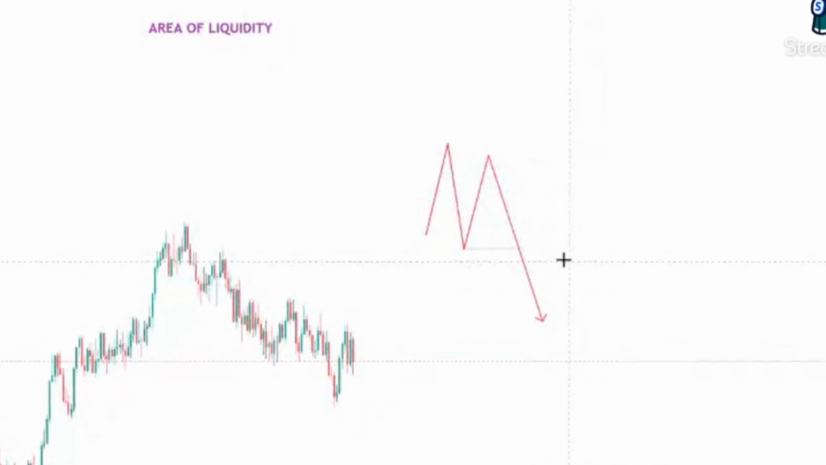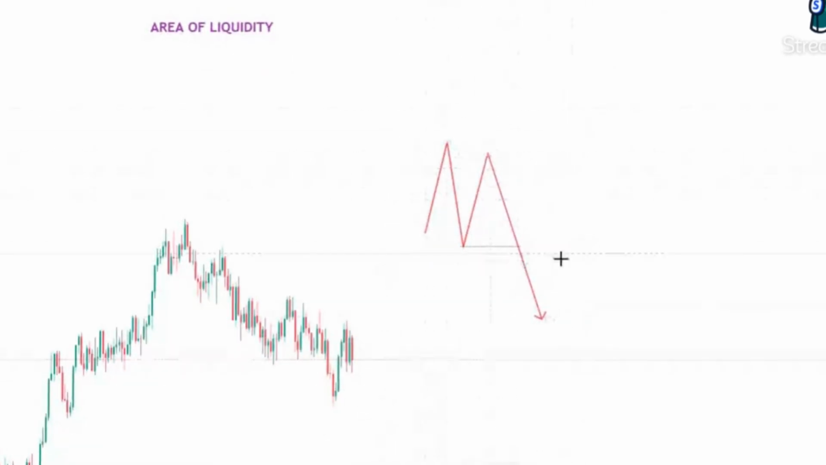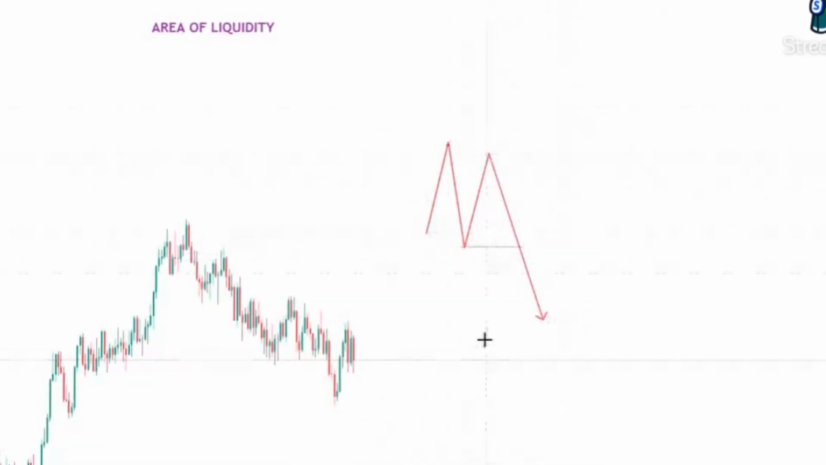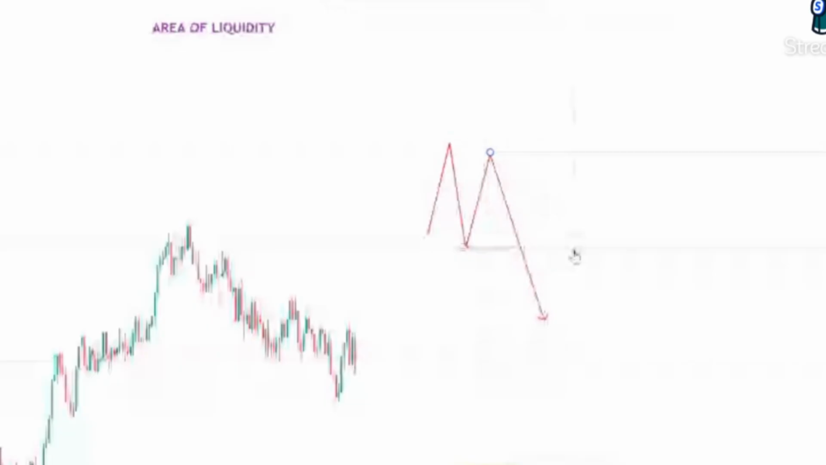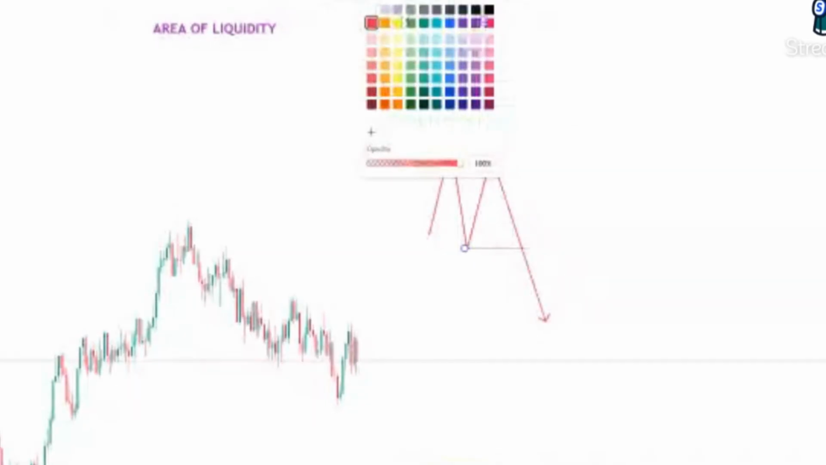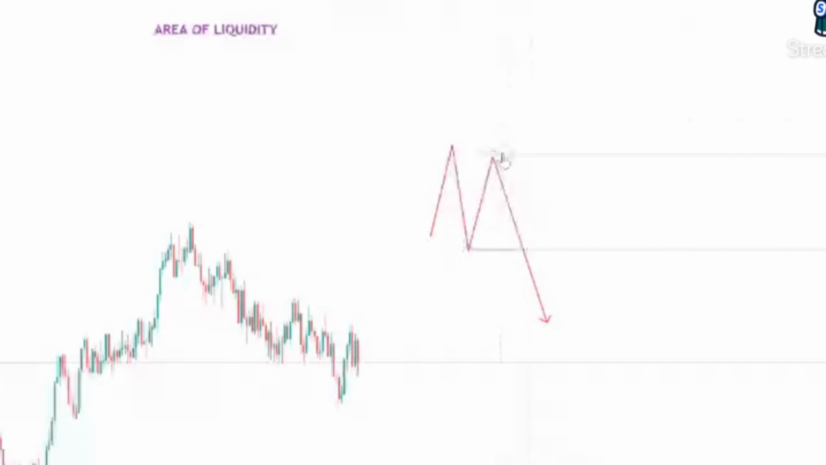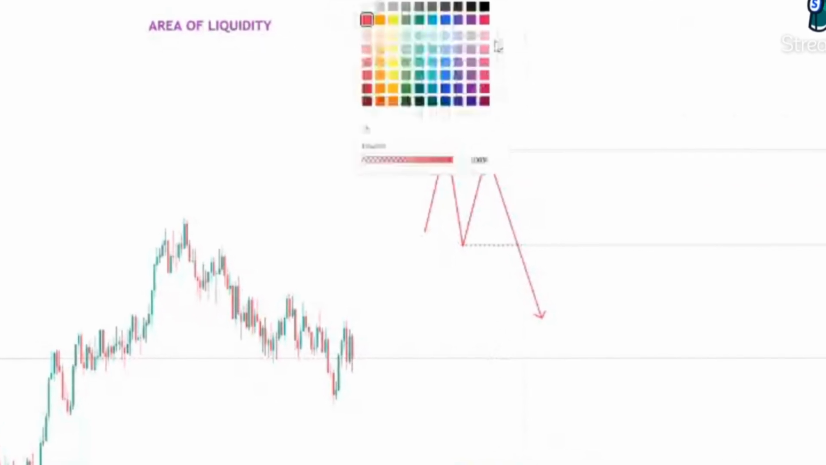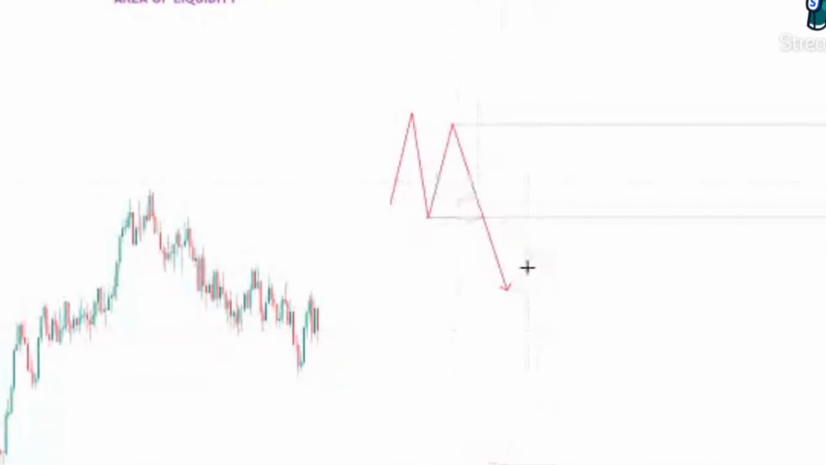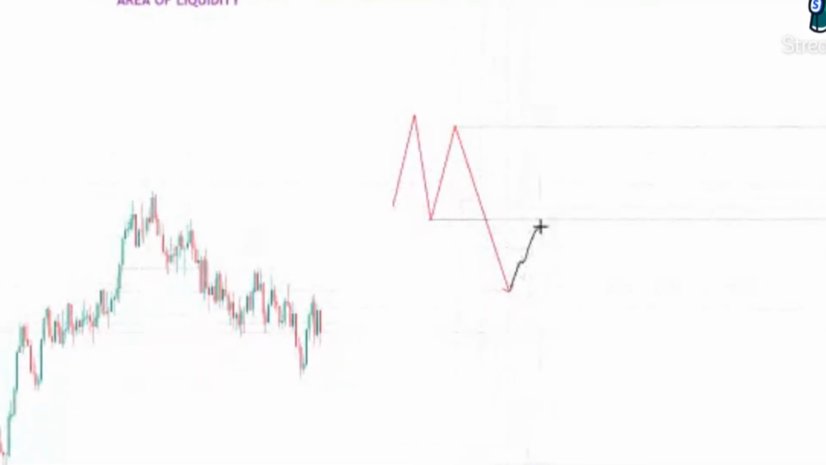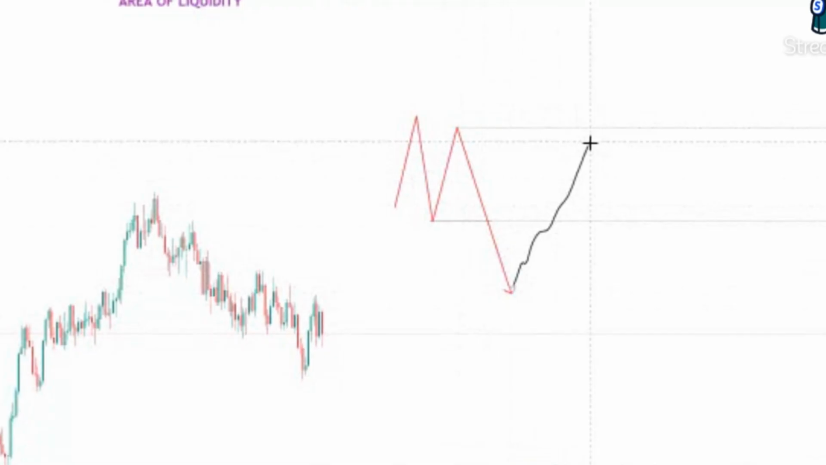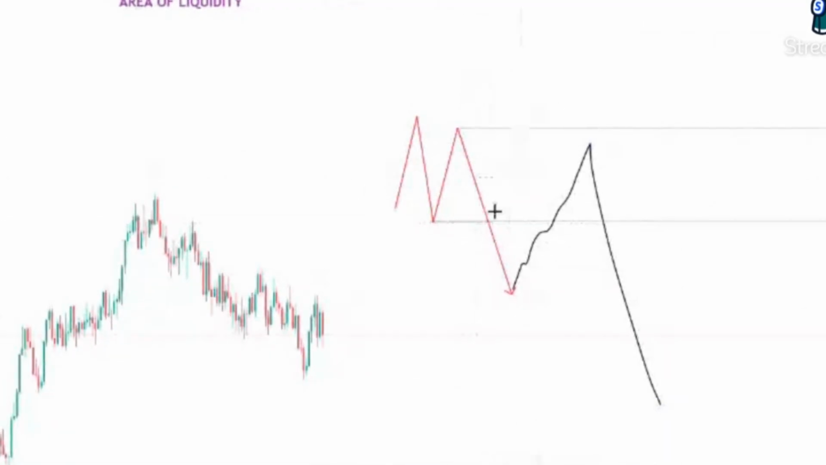So that break of structure, from the validation point, that's your area of liquidity, or you can also call it area of interest, right? Now, once price comes back into this zone, you want to sell, normally, right? Now, this is your area of liquidity.